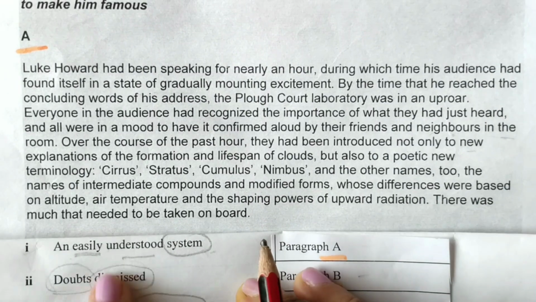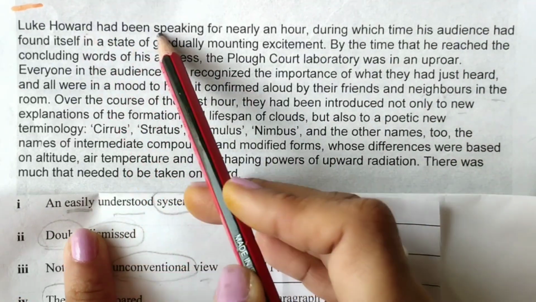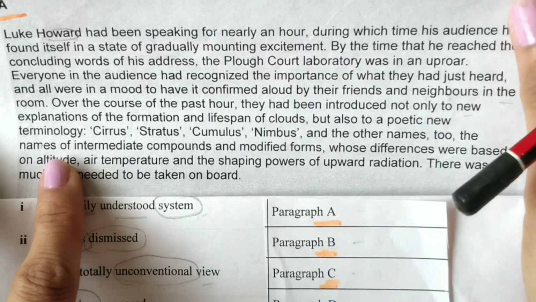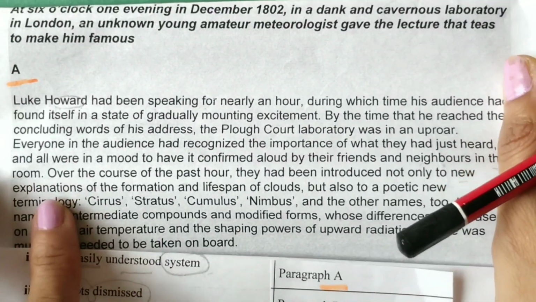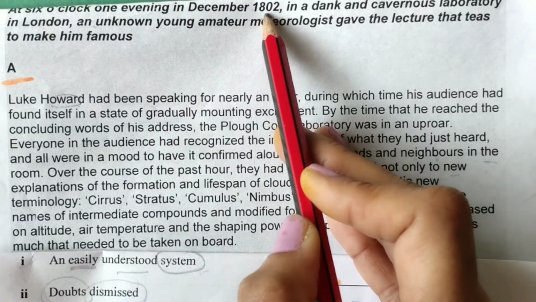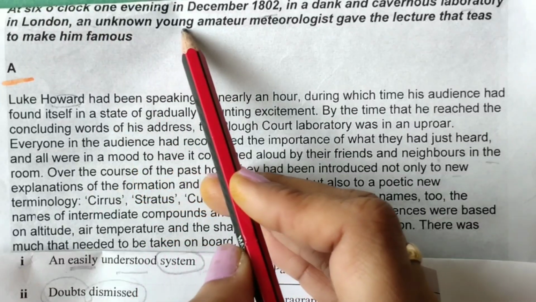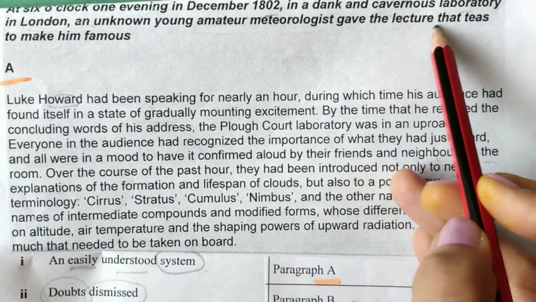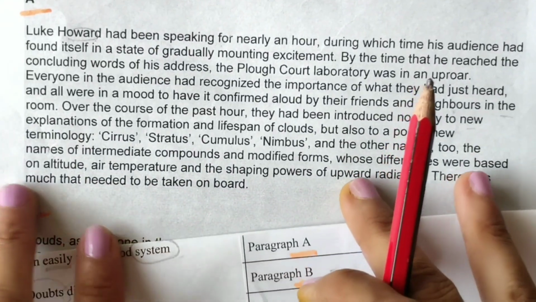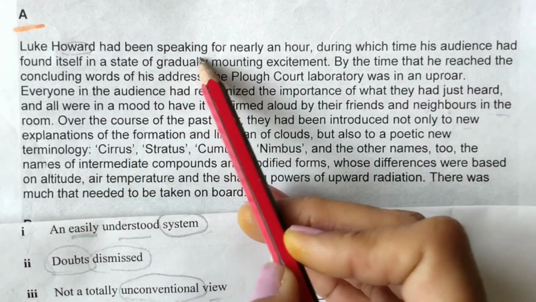Now this is my paragraph A. You can see this: Luke Howard had been speaking for... this is a person's name. If you want to read the previous lines also, you can, so that you can easily understand what they are talking about. At 6 o'clock one evening in December, in a dank Plough Court laboratory in London, an unknown young amateur meteorologist gave the lecture that was to make him famous. Some program is going on in the laboratory. Luke Howard had been speaking for nearly an hour.